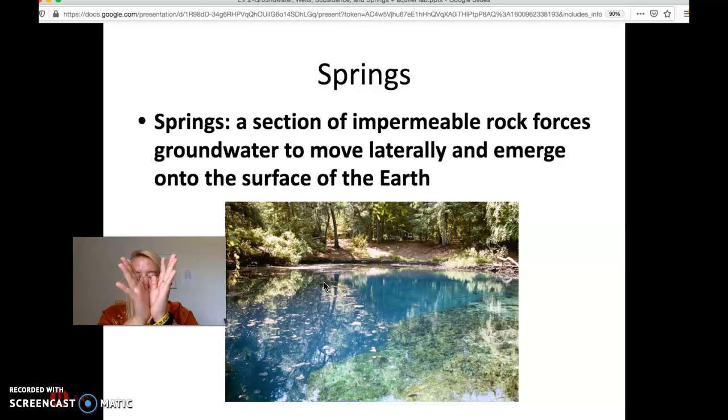So that pressure system is created and we have a spring. That is why White Lake used to be so white, because it was spring-fed, so it had a constant source of new water. Okay, so springs: a section of impermeable rock forces the groundwater to move laterally and emerge on the surface. So instead of the groundwater moving like this, it goes whoop and comes out. Right? We have a couple different types of springs.